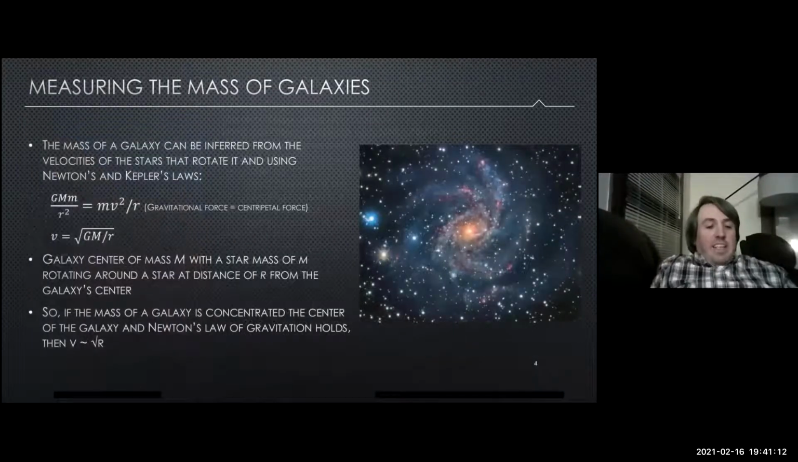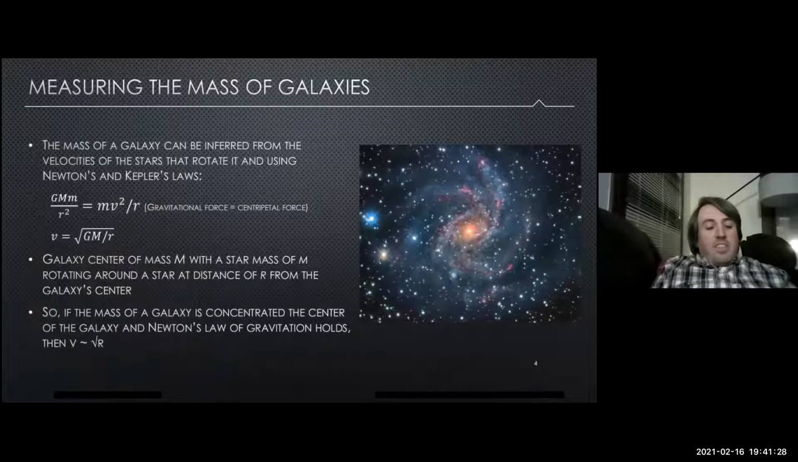So enough about myself, let's talk about masses of galaxies. The mass of a galaxy can be inferred from the velocity of the stars that orbit around the galaxy that make up that galaxy.